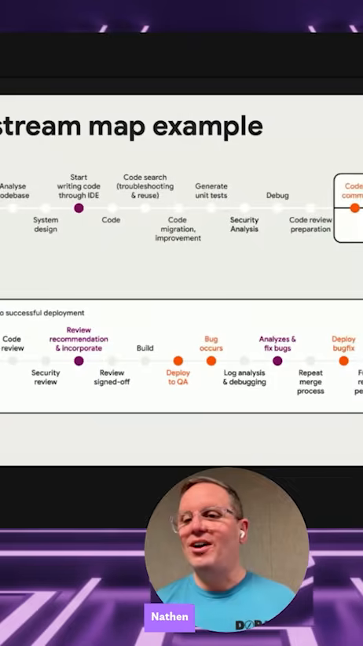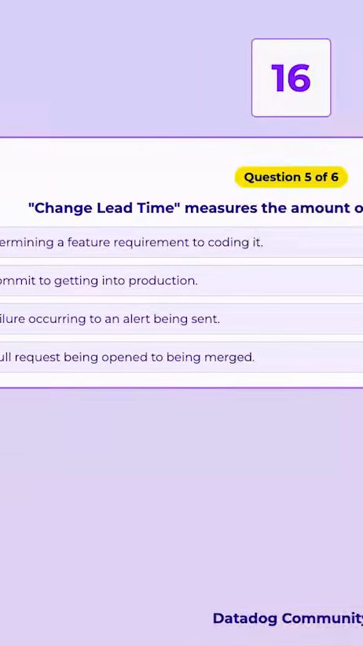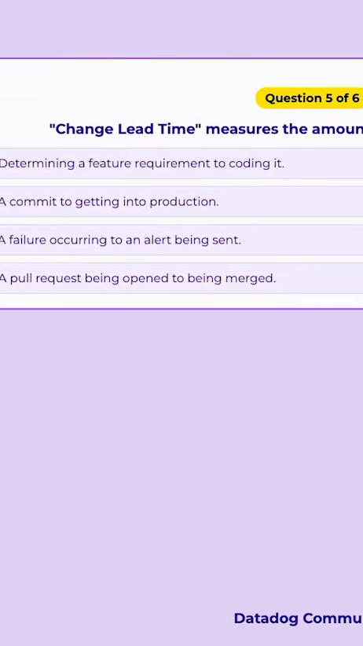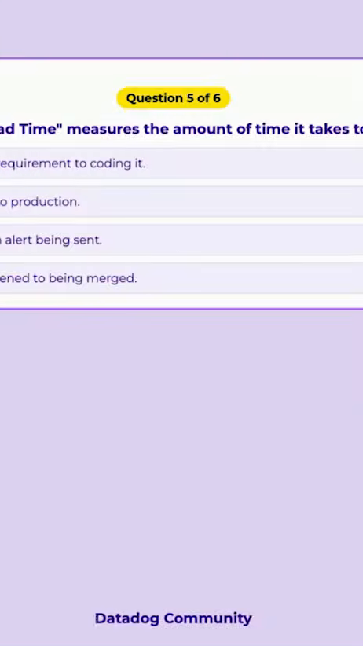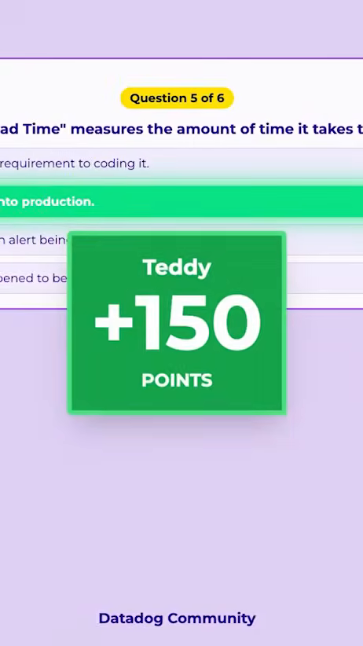All right, let's move on to our next question. Change lead time measures the amount of time it takes to go from, oh, Teddy, you've buzzed in first. Let's hear your answer. From a commit to get into production. Oh, excellent, excellent. That is correct. The change lead time is the time it takes to go from commit to getting your code into production.